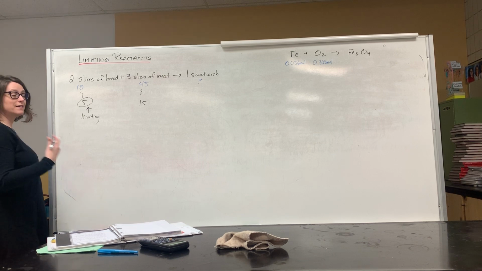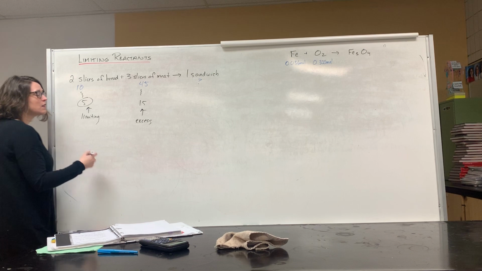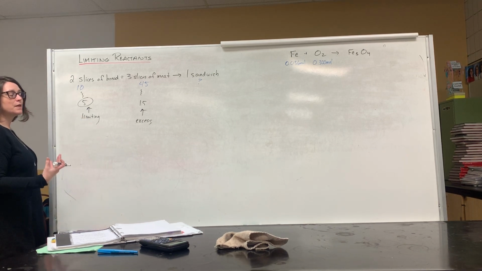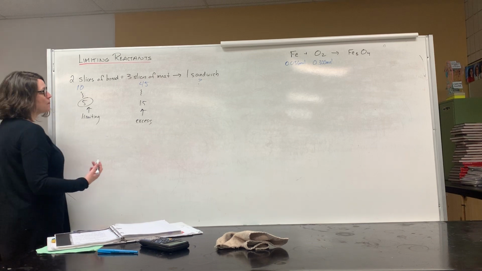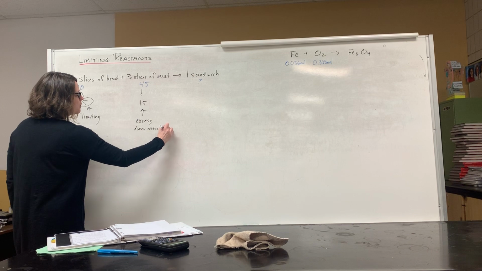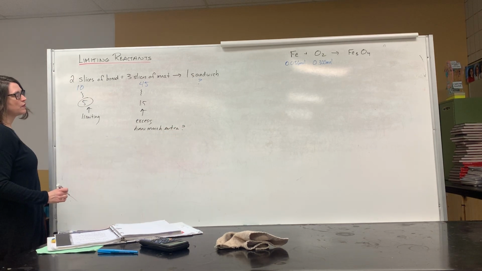Which one is in excess? It's going to be the slices of meat. You've got lots of that. So the bread is what's limiting you. The slices of meat is what's in excess. How much excess do I have? So how much extra do you have here? So what would you do for that one?